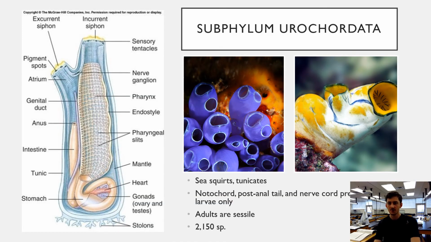All right, so the first subphylum within the phylum Chordata that we'll talk about is the subphylum Urochordata. These are unique in the fact that only the larvae are displaying all 5 characteristics. The adults are only displaying 3 of them. So the adults have a notochord and a nerve cord, but only the larvae are displaying all 5 characteristics. So they have a notochord, postanal tail, nerve cord, pharyngeal gill slits, and endostyle.